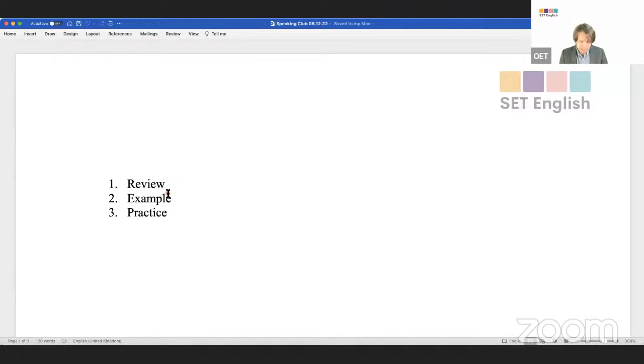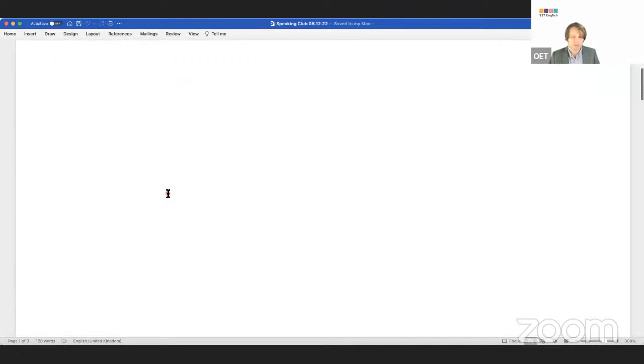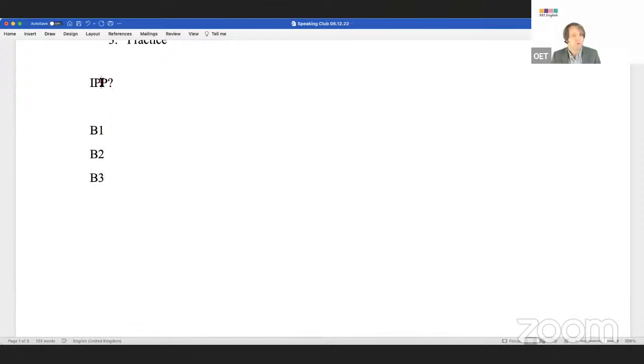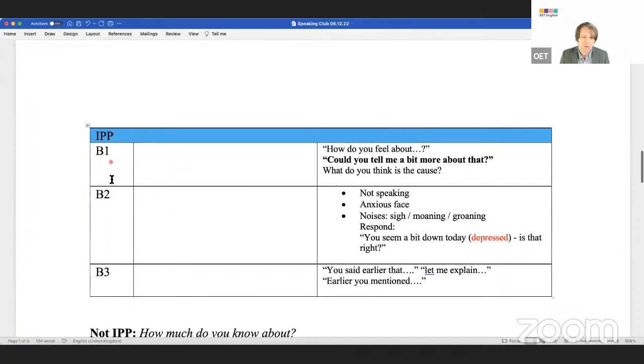So review time. We are studying incorporating the patient's perspective. Now, according to OET, Emal or Hussein, could you tell me how many different categories are there inside IPP? Three categories inside IPP: B1, B2, B3. So according to OET, incorporating the patient's perspective, there's at least three things that we should be looking to do. I wonder if we remember what they are. Okay, there's a quick review today. Here's B1, here's B2, here's B3.